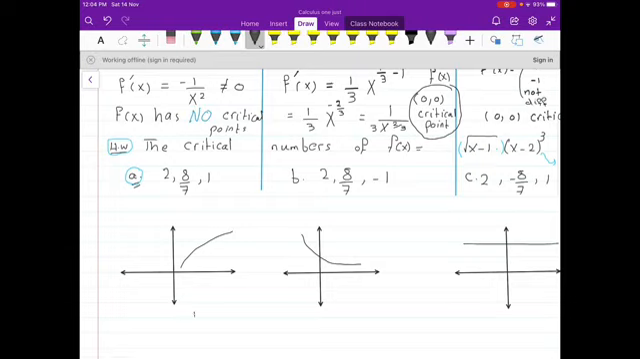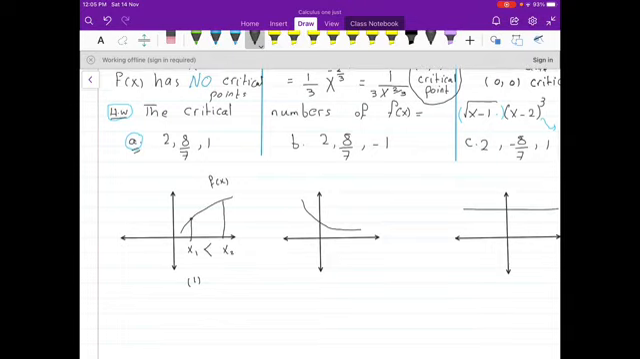Now, consider this graph f(x). If you take any 2 points, this is x1 and this is x2. Obviously x1 is less than x2. This point is x1, and this point is x2.